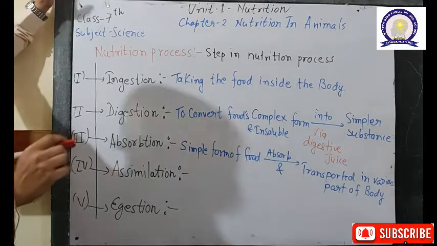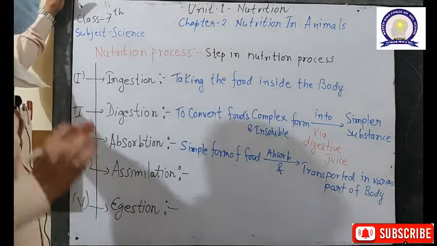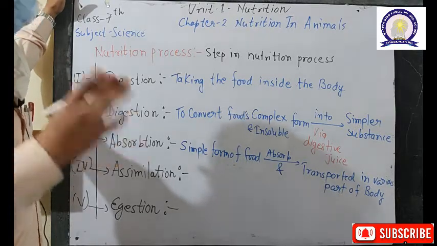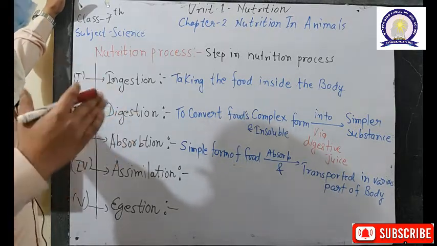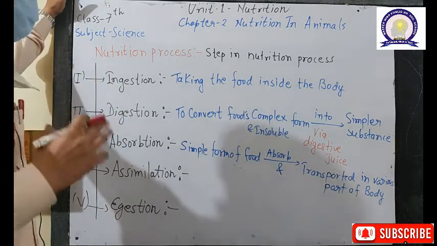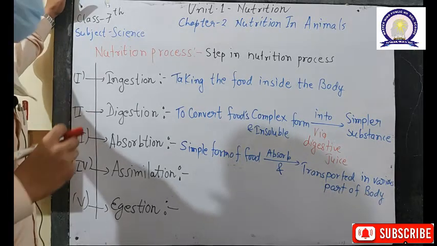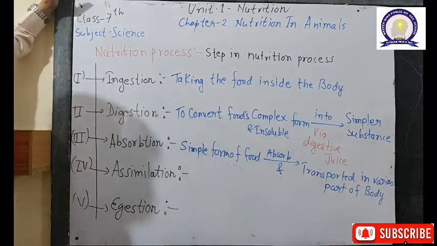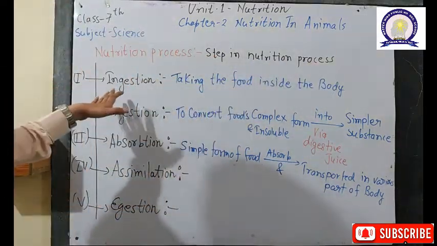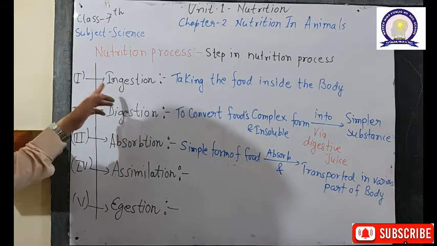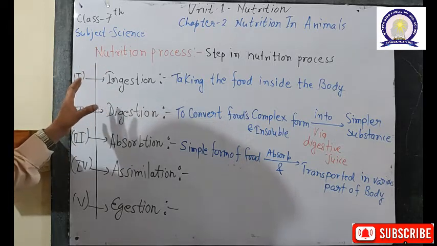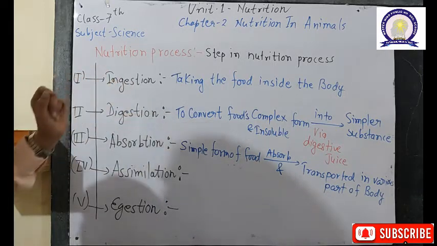So let's discuss the detailed nutritional process in animals. Despite the fact that there are various types of animals and the process of nutrition is different, the main nutritional process is common in all animals. It includes 5 steps. Gradually we will discuss these steps one by one, and what processes occur in these steps of nutrition.